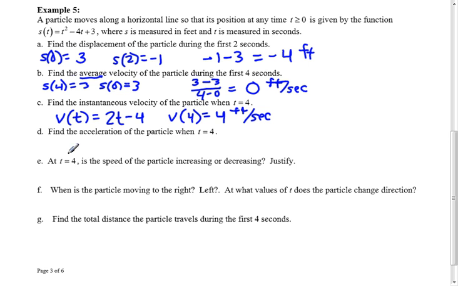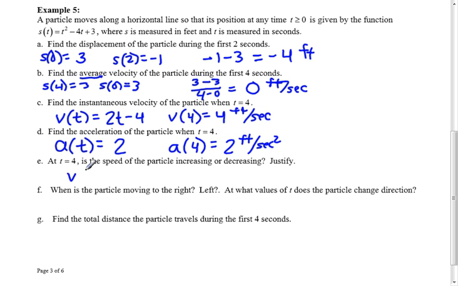Now find the acceleration there. Again, acceleration is just the derivative of our velocity. So we just have to take the derivative of our velocity function, and it's going to be 2, no matter what. So a of 4, the acceleration rate at t equals 4, is going to be 2 feet per second squared. So that's saying that at t equals 4 seconds, the acceleration is increasing by 2 feet per second squared.